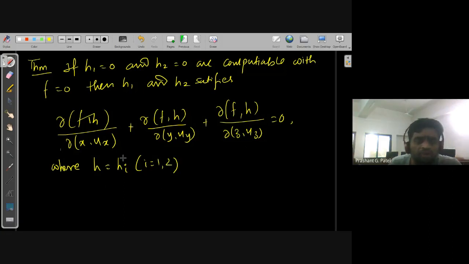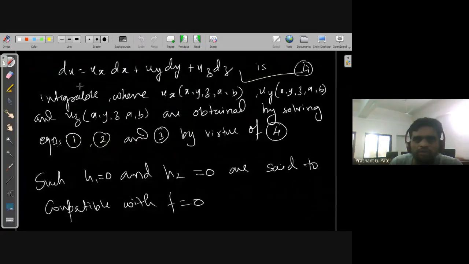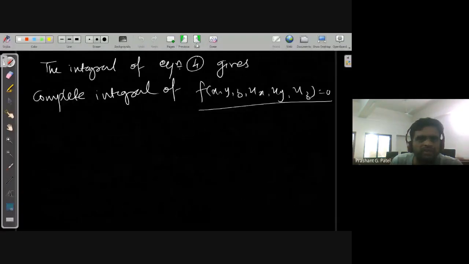So this is the condition for compatibility of h1 and h2 with f equal to 0. And if they are compatible, then according to this theory, we will be able to find the solution for this Pfaffian equation. Let us try to prove this statement. So, proof of this.